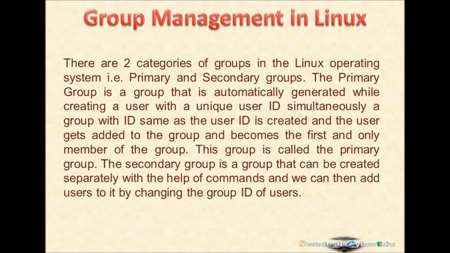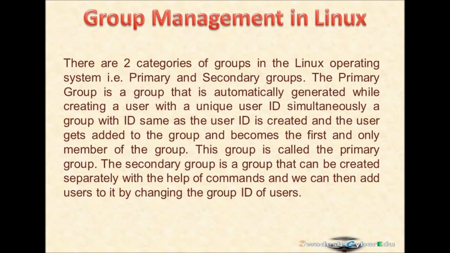Group management in Linux. There are 2 categories of groups in the Linux operating system: primary and secondary groups. A primary group is a group that is automatically generated while creating a user with a unique user ID. Simultaneously, a group with an ID same as the user ID is created, and the user gets added to the group and becomes the first and only member of the group.